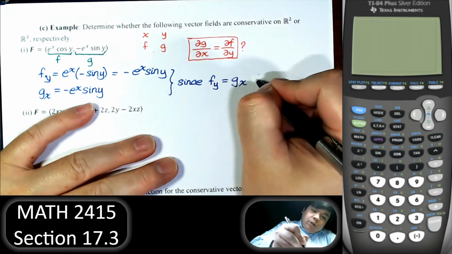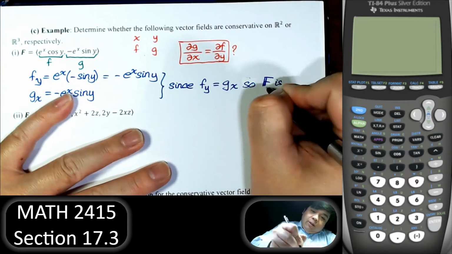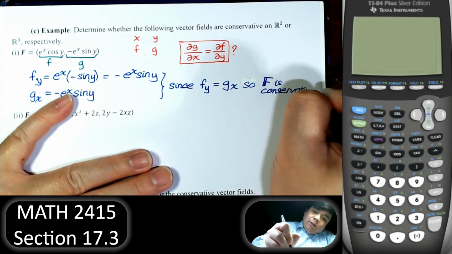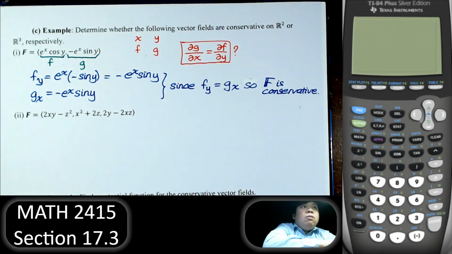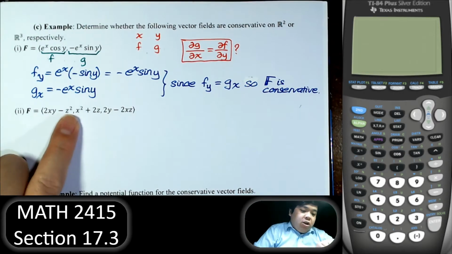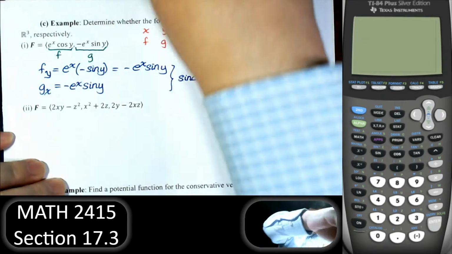So the vector field is conservative. So f is conservative. Right, simple enough. Next we have the function of three variables and the vector field in R3.